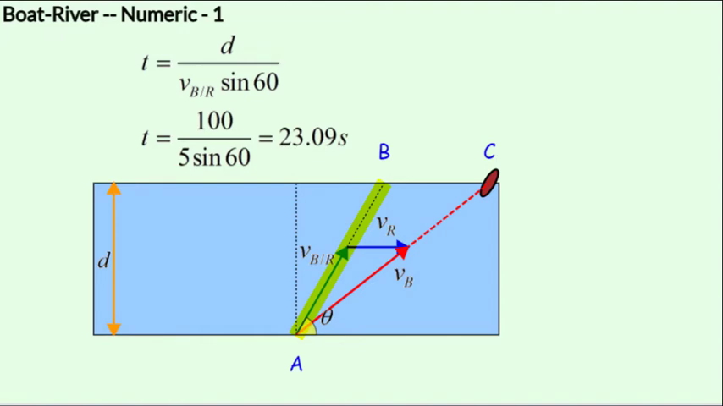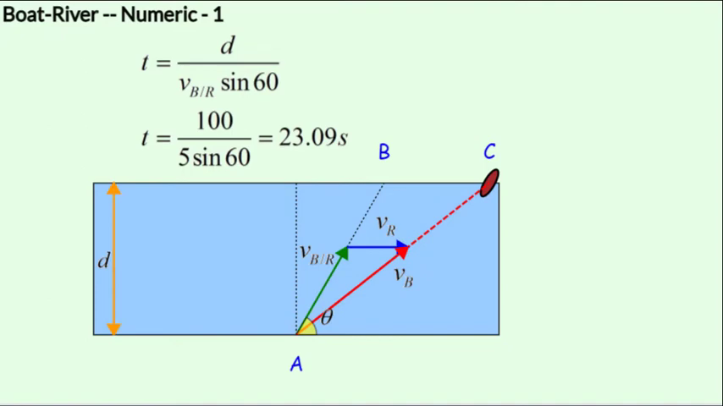We could have also done the same using the line AB. In this case, the distance would have been the length of AB, which is d over sine of 60, and the velocity along line AB is vb with respect to r, so we would end up with the same value for time. Also, if we knew this distance AC, then we could have also obtained the time as the distance AC over the magnitude of the velocity vb.